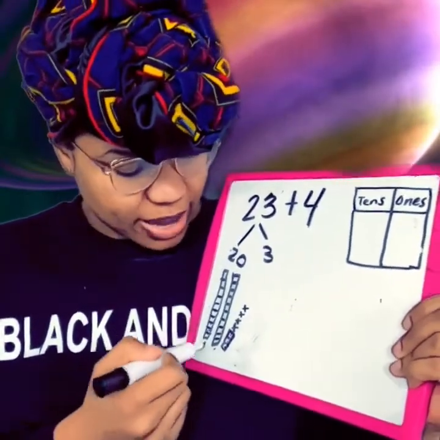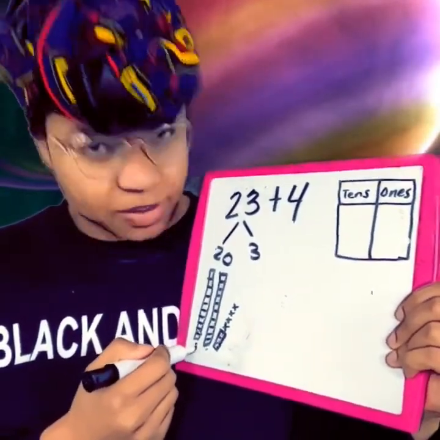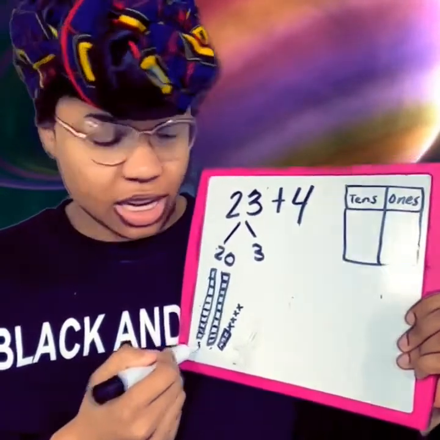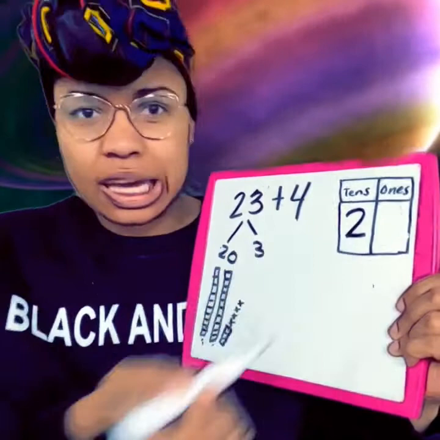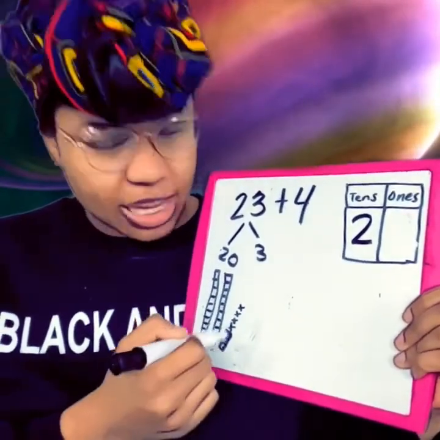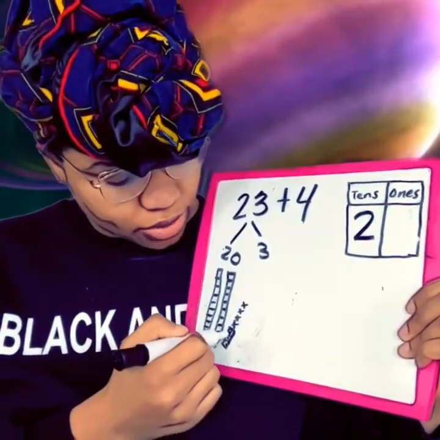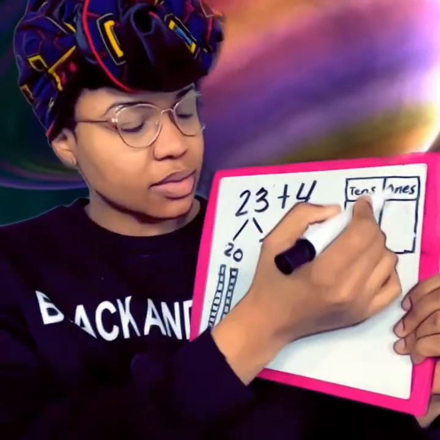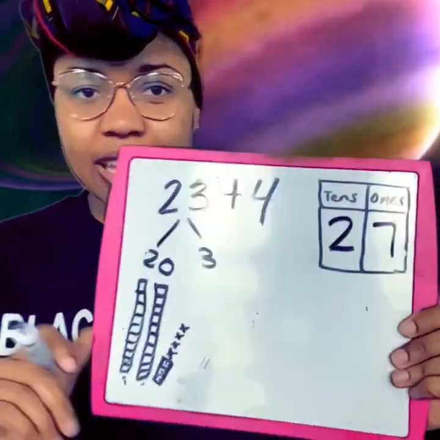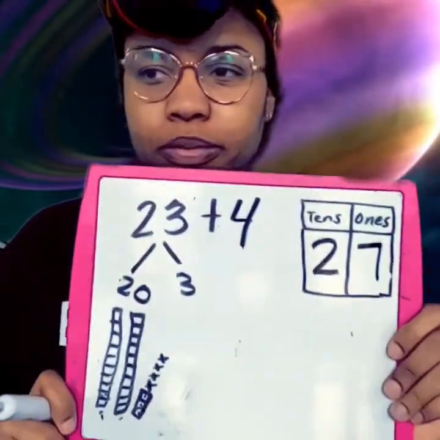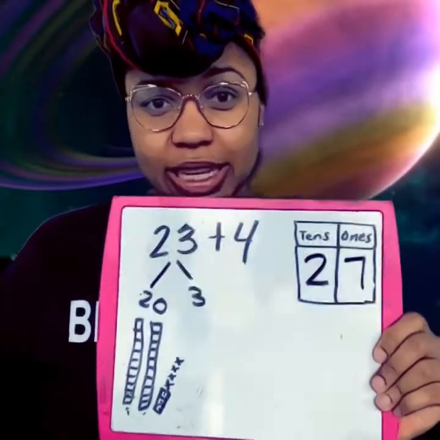Oh, let me look back here. There are 2 groups of 10. I know there's 2 groups of 10 here. So I'm gonna write a 2 in my tens place. And then I notice that I have 7 extra ones. 1, 2, 3, 4, 5, 6, 7. I have 7 extra ones. And this is how you show and draw your quick tens and quick ones.